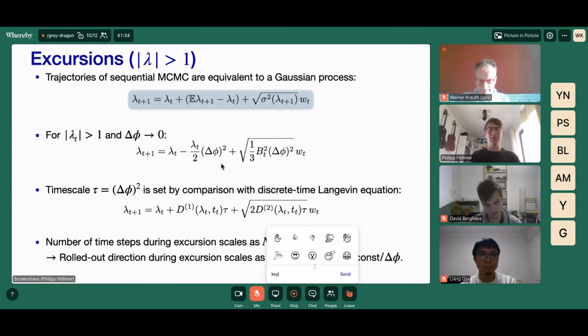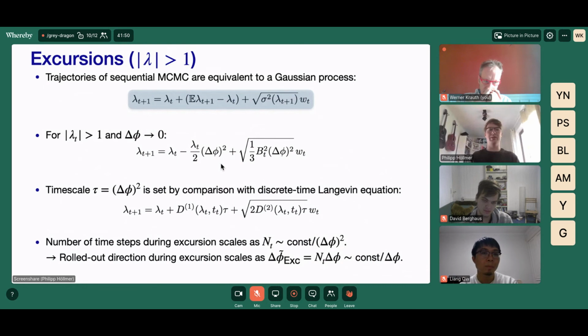What's also interesting is that we now know at least the time scale of an excursion. We can also look at how the direction changes in total during this excursion, and then we get this additional factor of delta phi. So the direction change during an excursion scales as constant over delta phi. So now we basically understand why this impact parameter does this weird random diffusive walk at lambda bigger than 1.